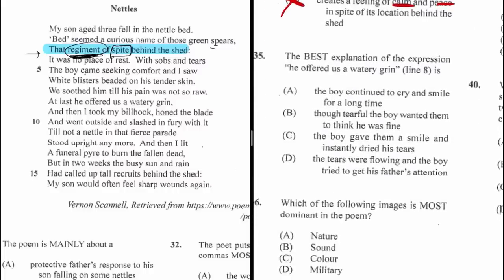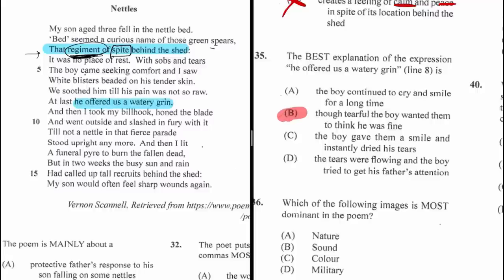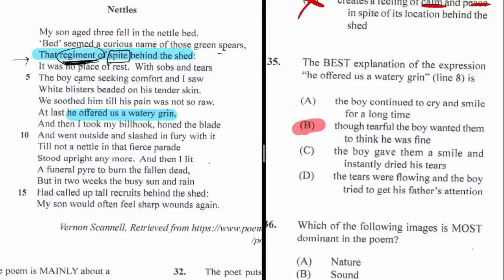35. The best explanation of the expression "he offered us a watery grin" in line 8 is the answer B. The boy is tearful, he's crying, but he wanted them to think that he was fine. We see the grin, which is the boy trying to act tough or appear okay. And we see the watery, which is talking about his tears. We could say that the boy was crying and smiling, but nothing indicates for how long.